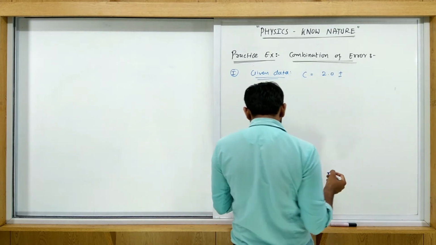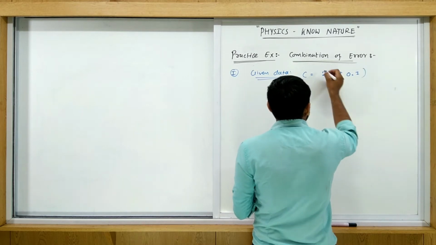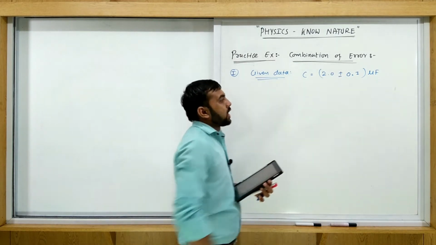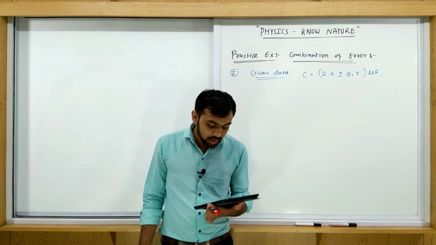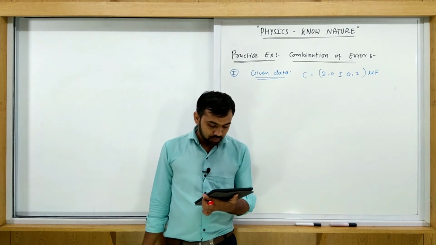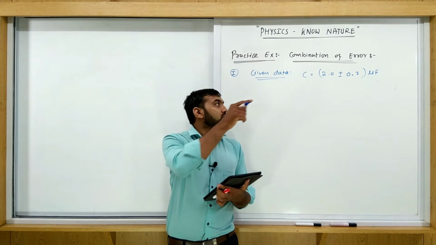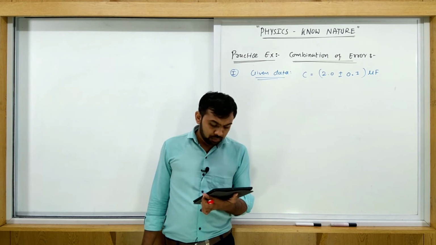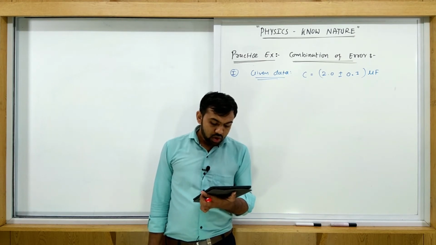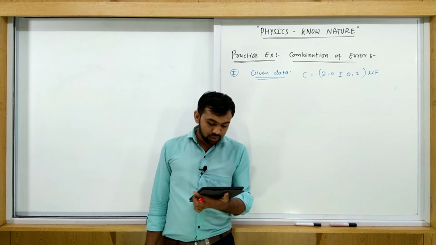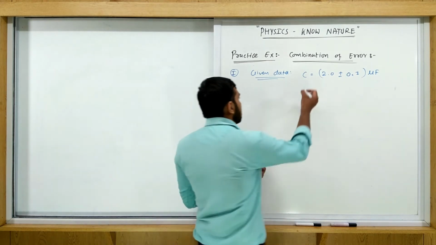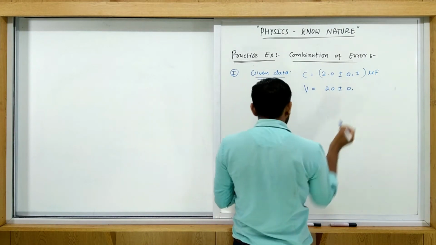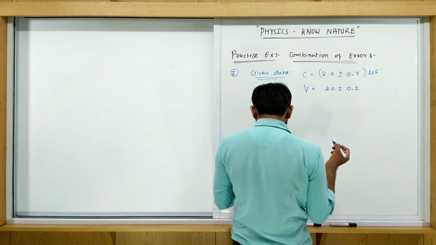2.0 plus or minus 0.1 microfarad. This is called micro, and the unit of capacitance is farad. Right now you remember, you just studied about it in 12th standard. Okay, C is equal to 2 plus or minus 0.1 microfarad, is charged to a voltage V is equal to 20 plus or minus 0.2 volt.